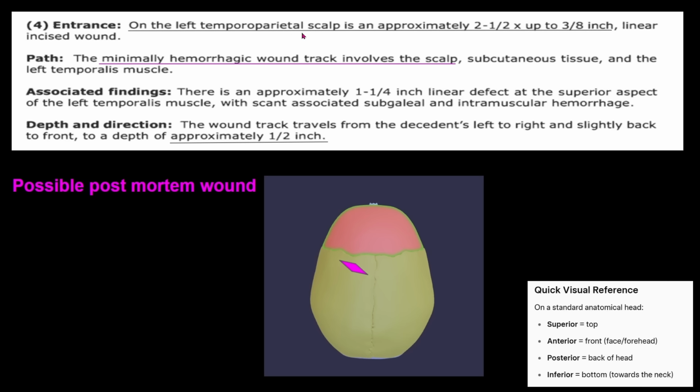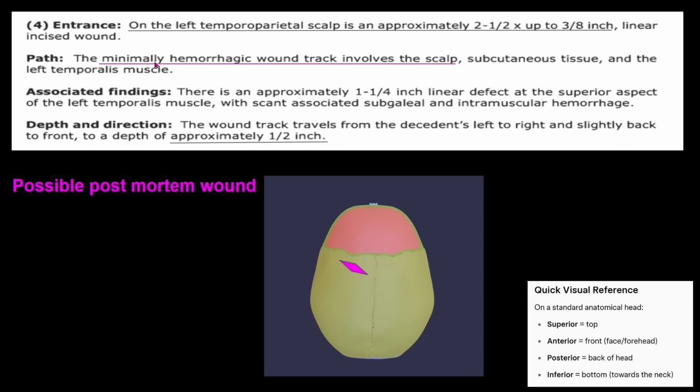On the left temporoparietal scalp is approximately 2.5 by 3/8 inch linear incise wound. So right here. Now the reason it's in purple is because this is the telltale sign. This is actually going to be more than likely a post-mortem wound. I've gone back through all the victims. The only ones that'll have post-mortem wounds are Maddie, and 2 of the wounds on Ethan's leg are post-mortem, but Kaylee actually has a few. So this happened after Kaylee was likely no longer alive.